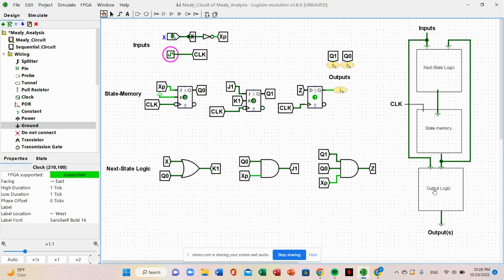And then our output logic is our combinational circuits that decide which signals to send externally, which gives us our outputs. Should be these right here.